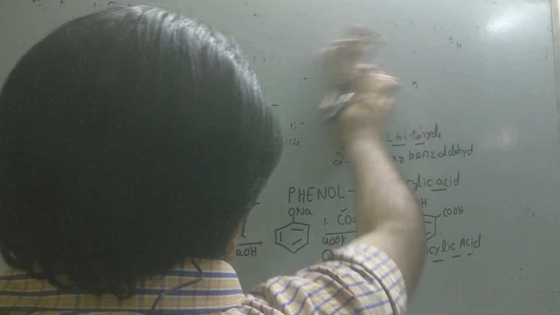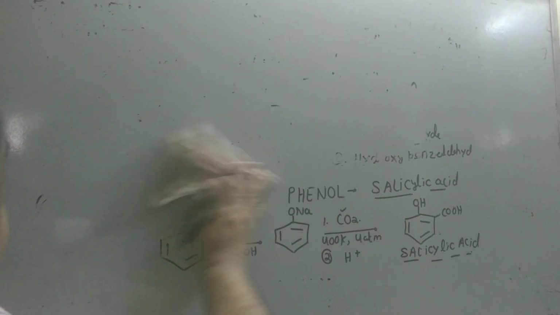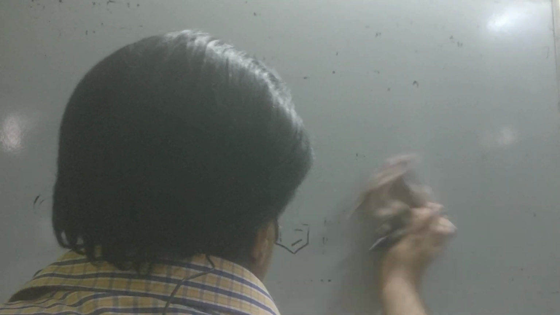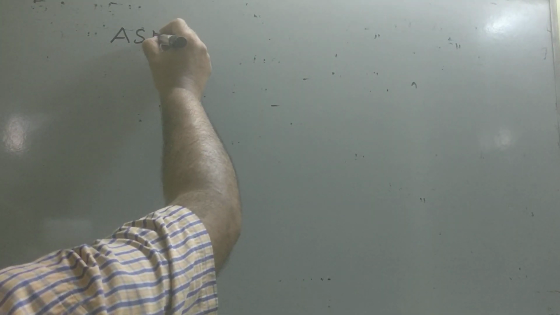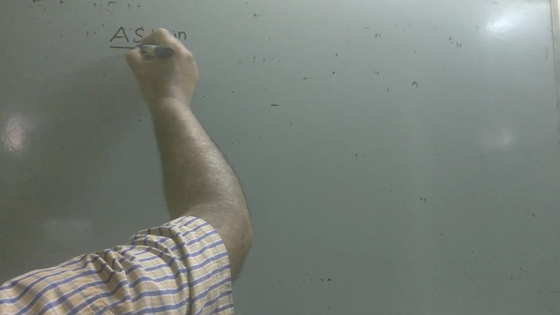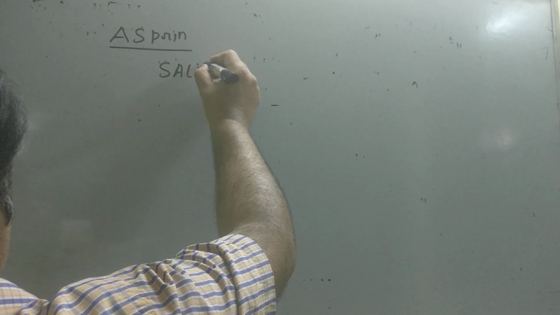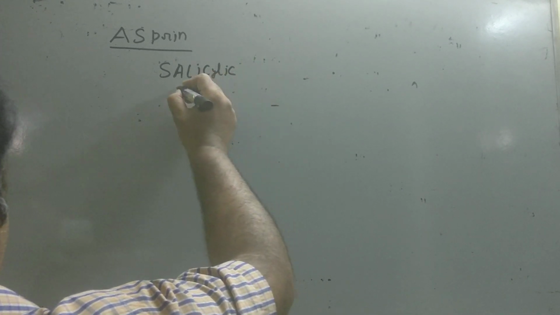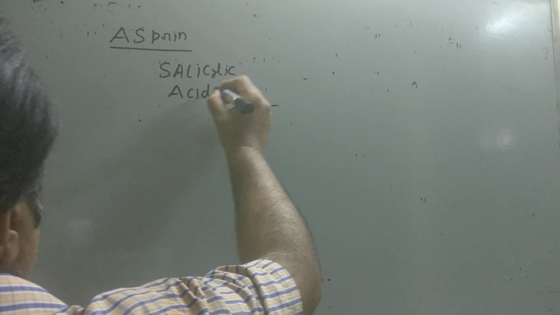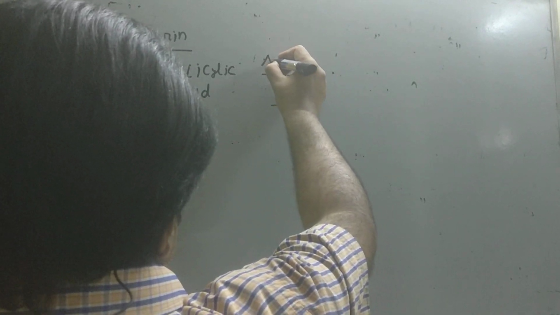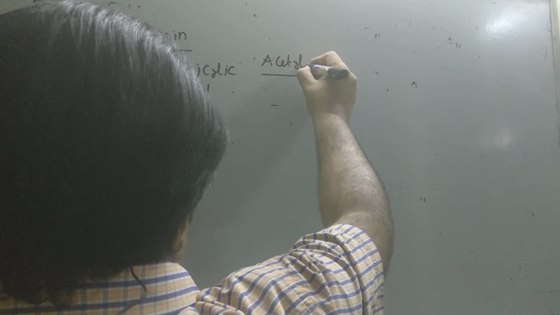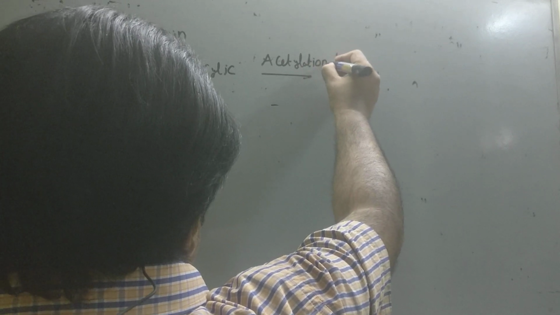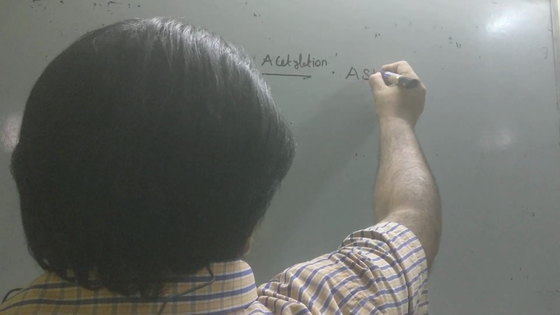So now let's try to convert your salicylic acid into aspirin. Let's see the preparation of aspirin. So let's make aspirin. Aspirin can be made from salicylic acid by simply doing acetylation of salicylic acid. We take salicylic acid and subject it to a process called acetylation. We are supposed to do its acetylation. We are going to get a drug called aspirin.